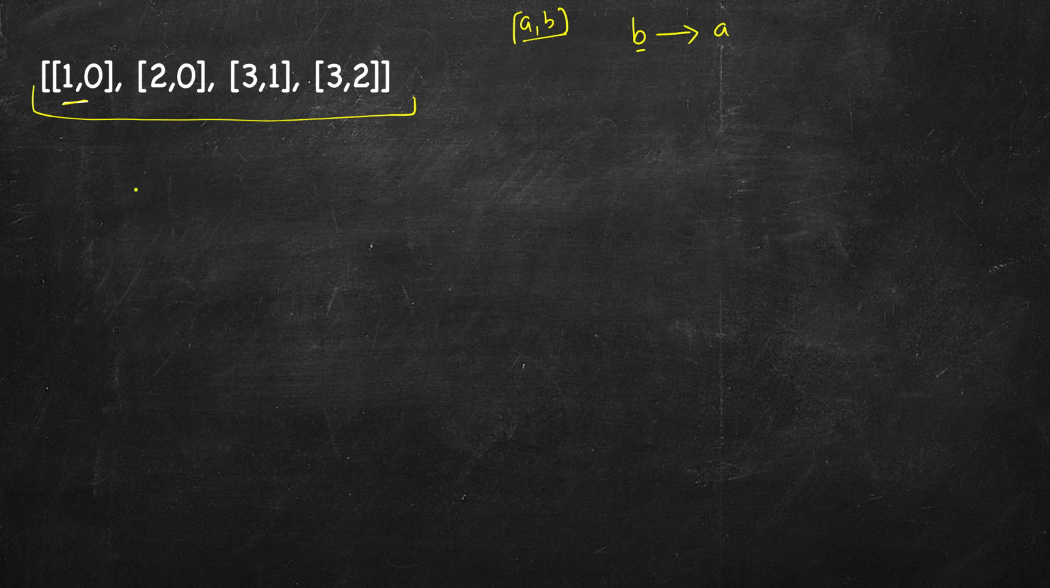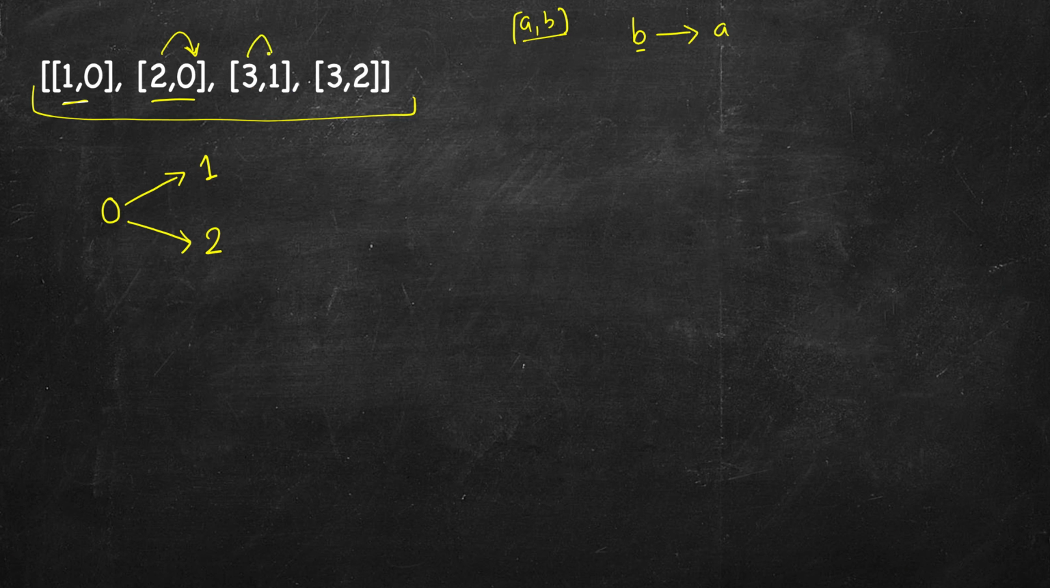So let's draw the graph. 1 0 means you can take 0 first, then only you can take 1. So this arrow will denote I will first take this, then go to this. So 0 is the prereq. If you don't do 0, you cannot complete 1. Similarly, 2 is dependent on 0. So read it like this, 2 is dependent on 0. So you take 0 and then you can take 2.